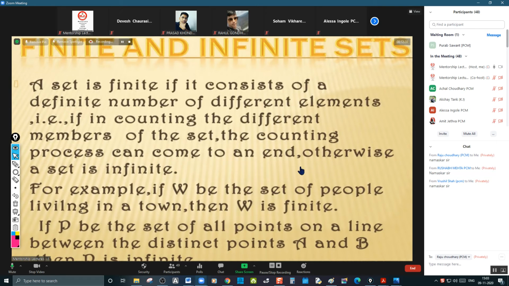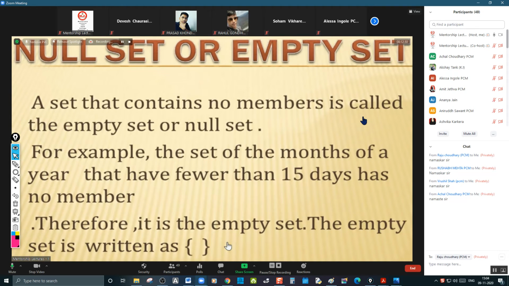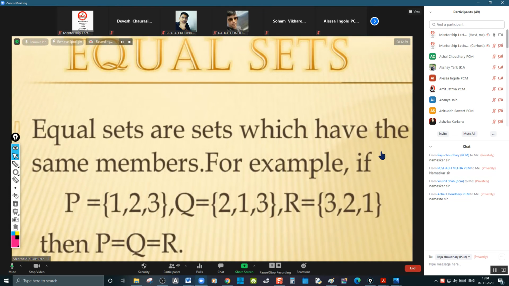So in continuation to the previous class of set theory, we have seen the types of sets and the operations on sets. Next, what we are going to see is the number of elements.